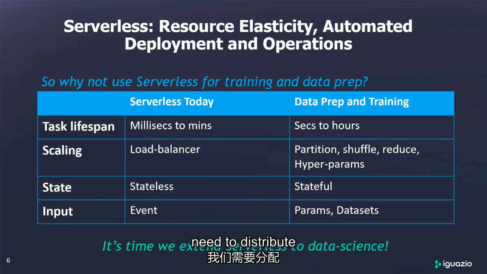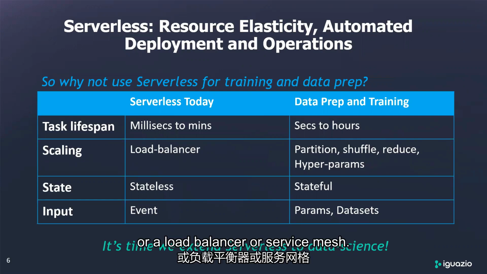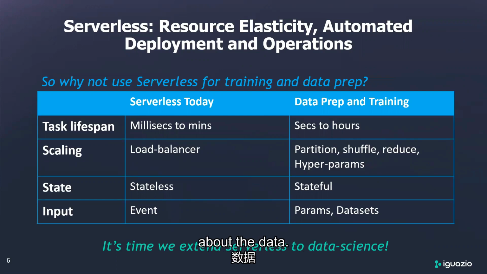We need to distribute the workload instead of just using an ingress or a load balancer or service mesh. We have to think about the data. So we need to apply things like data partitioning, data shuffling, reduction barriers, hyperparameter exchange, other techniques that allow us to create parallelism for more sophisticated workloads. And we have to have state. Workloads with data obviously are stateful.